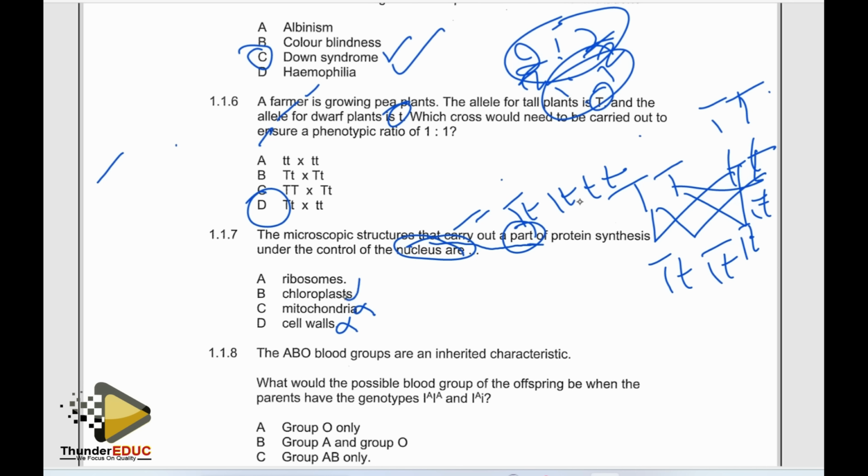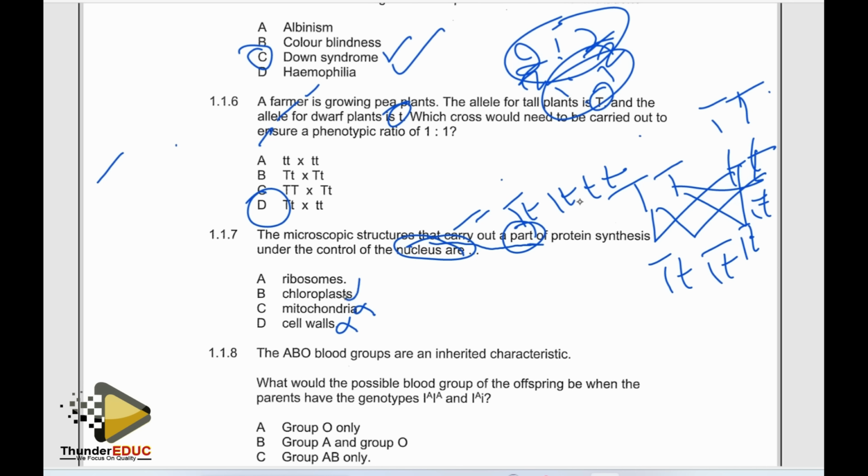Blood group A, B, O. The ABO blood groups are inherited characteristics. What would be the possible blood group of the offspring when the parents have this genotype? You have this. Now you also have to practice and see.